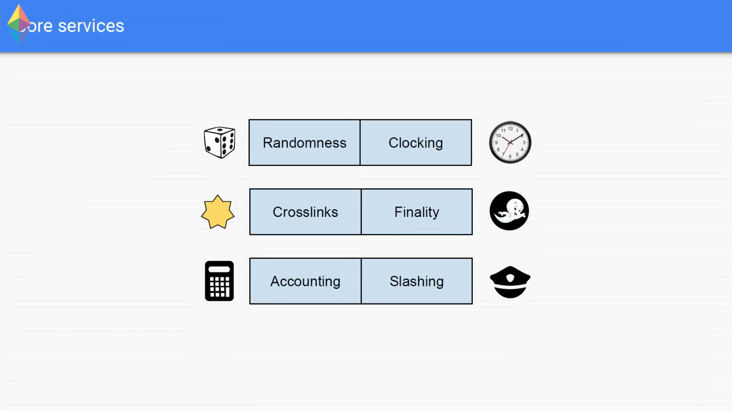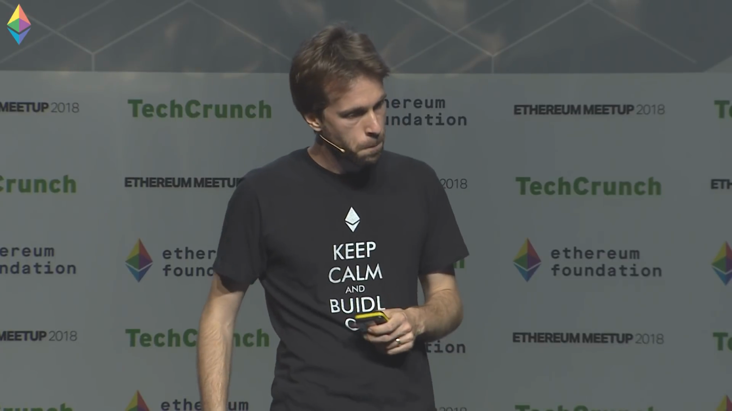Okay, so let's quickly look at some of the core services that the beacon chain provides. There are basically 3 of them. Number 1 is about randomness and clocking. The beacon chain will provide this heartbeat for the rest of the system to follow, and on some of these heartbeats, there will be random numbers. The random numbers are especially important because they're used to sample or to shuffle the validators across the shards, and that's one of the key security things that we want to achieve.